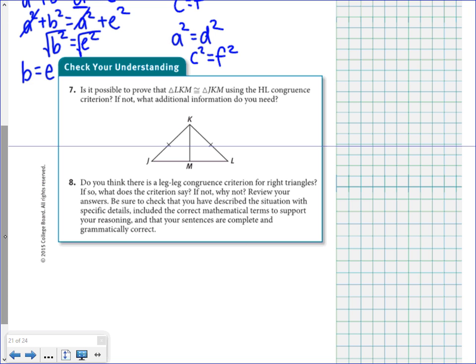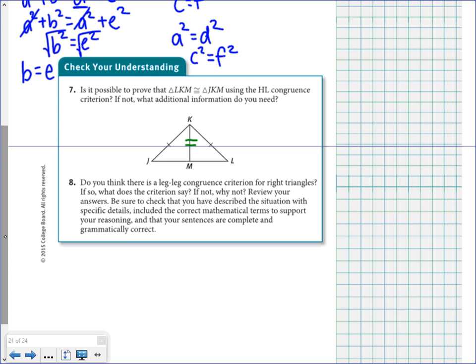So we know JK and LK are congruent because they give it to us. We can add that KM is congruent to KM because of the reflexive property, but we don't have any other information. We have two sides. We always have to have at least three things to be able to prove that our triangles are congruent. So these triangles are not congruent.